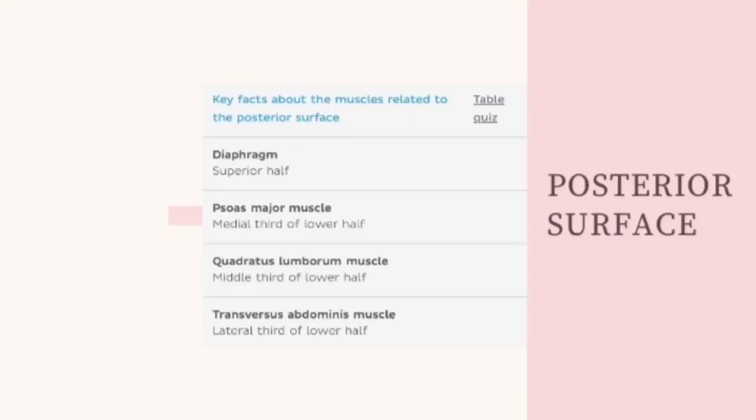And let's proceed to the posterior surface. Both kidneys are related to certain neurovascular structures and muscles. So here we have the diagram.